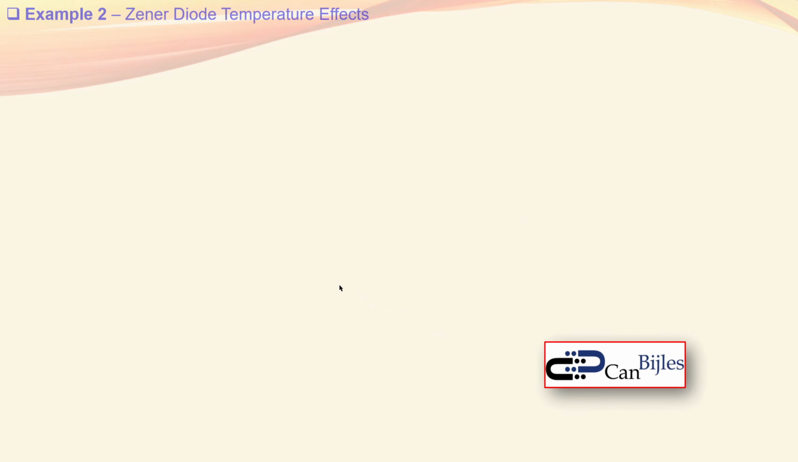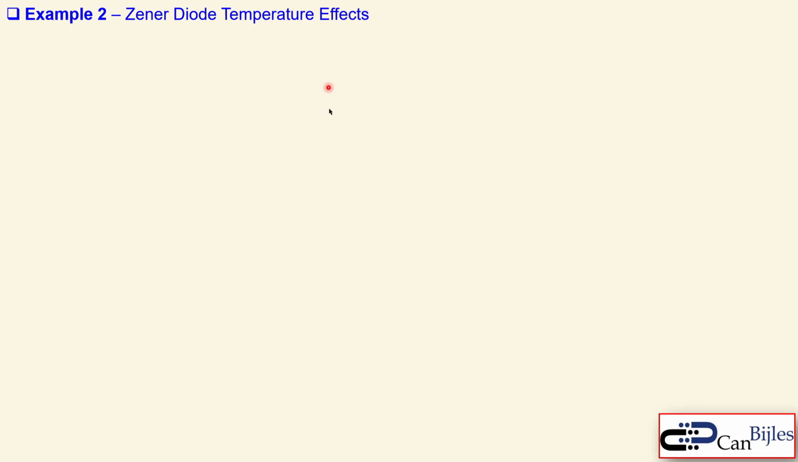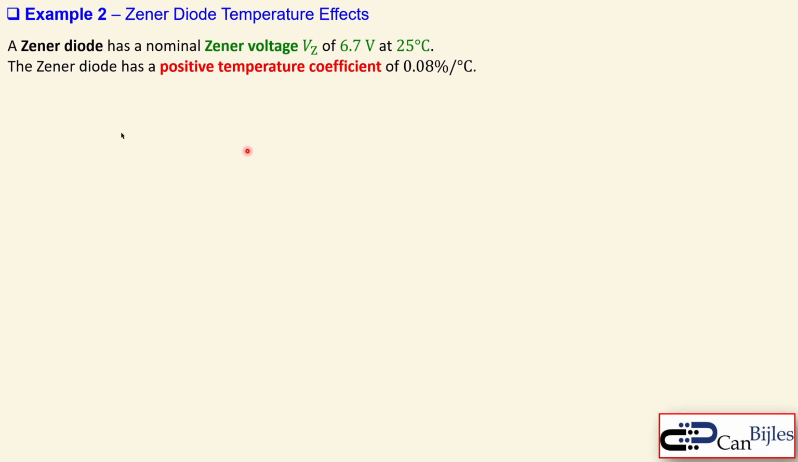Okay. So, example 2, Zener diode temperature effects. Now, let's say we have a Zener diode. It has a nominal Zener voltage of 6.7 volts, defined for 25 degrees. And the Zener diode has a positive temperature coefficient. This is then the given: 0.08% per degree. Okay. So we would like to calculate the Zener voltage, Vz, of the Zener diode at 100 degrees. So we will go up from 25 to 100.